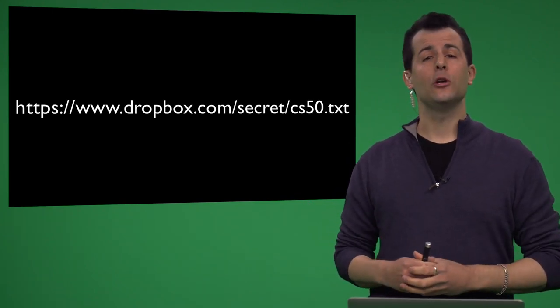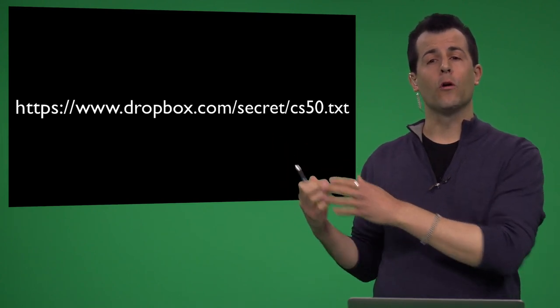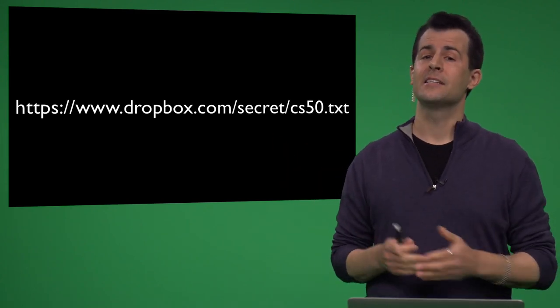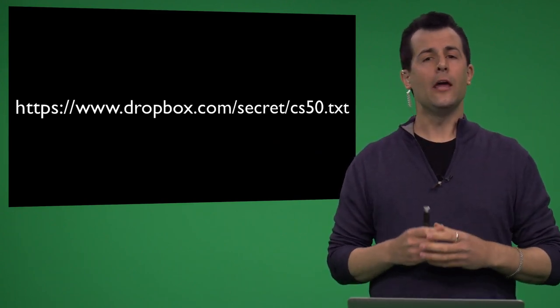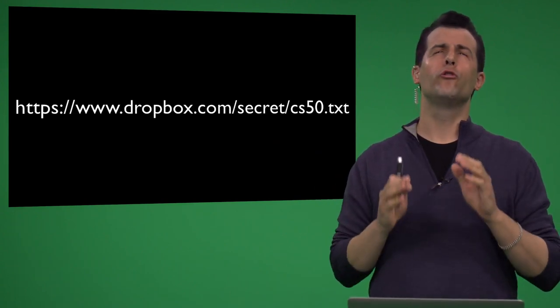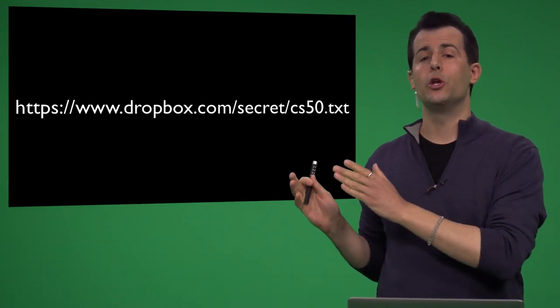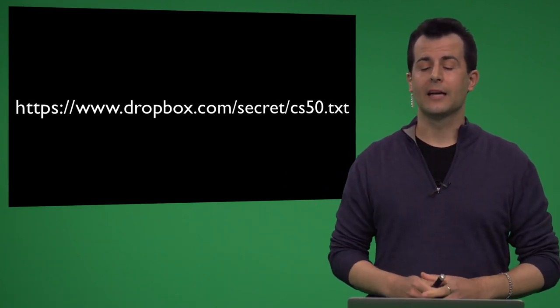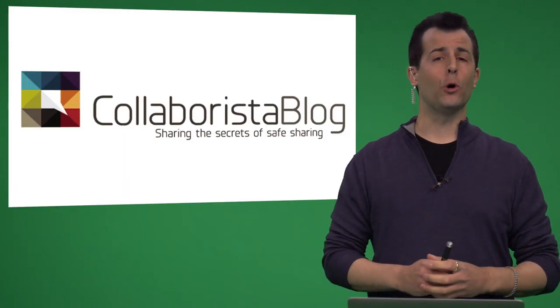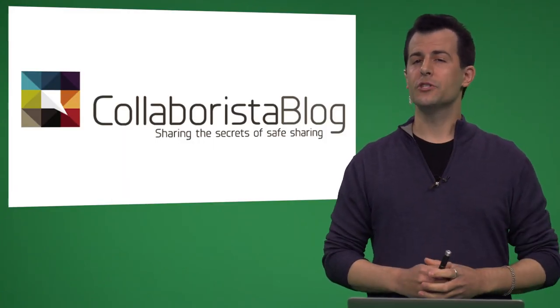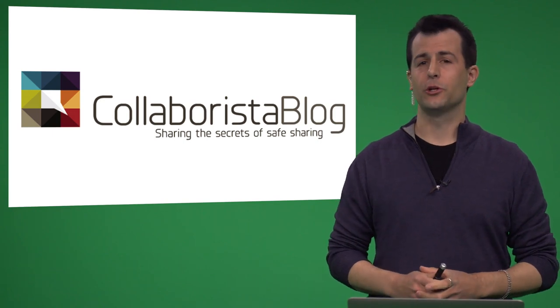The idea being that I could now email or gchat this URL to a friend, and he or she could access cs50.txt and download it onto his or her computer. And only by knowing that URL, or with super, super low probability guessing that URL, could someone else actually access the file. Unfortunately, a company known as Intralinks recently posted on their Collaborista blog that there's actually a couple of threats to this particular workflow.